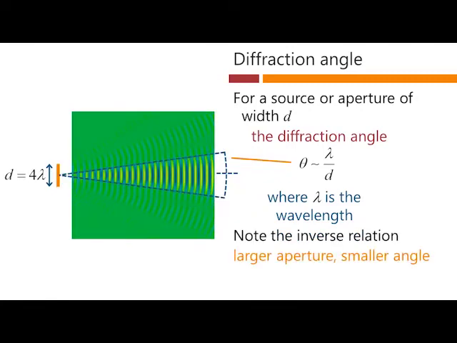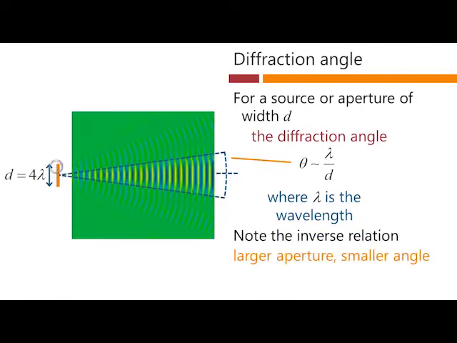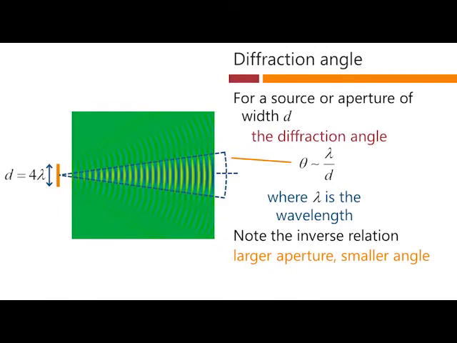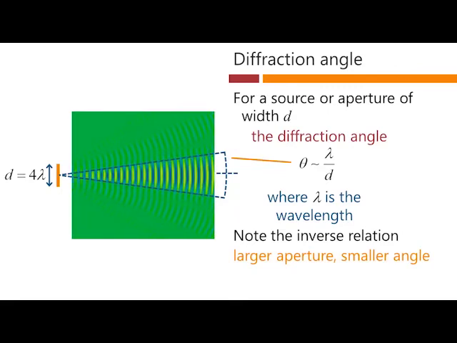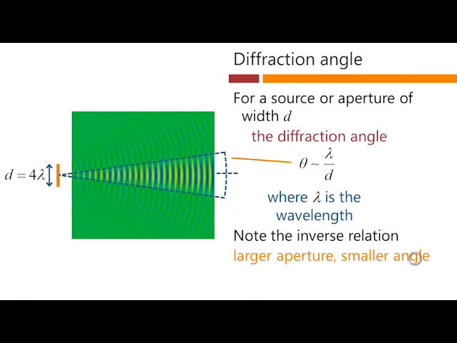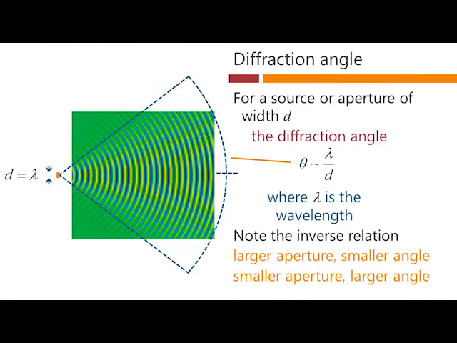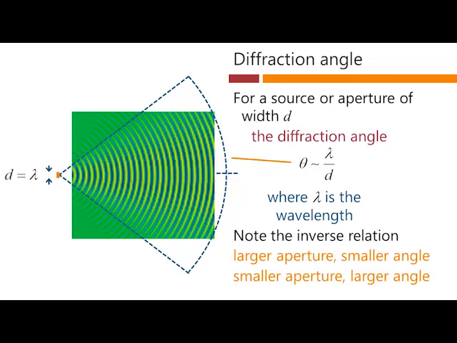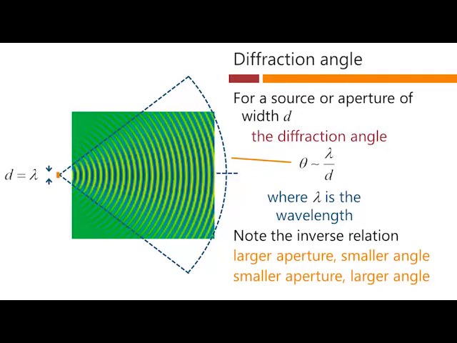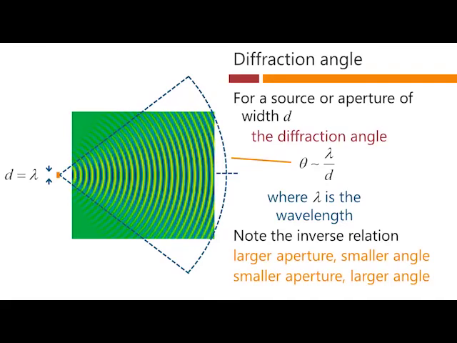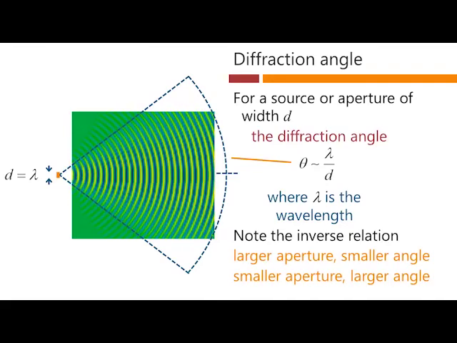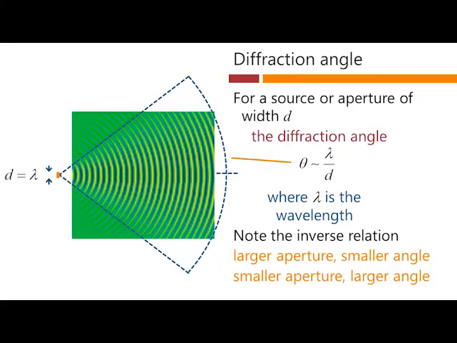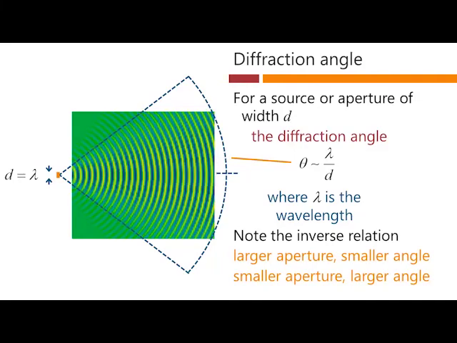Lambda is our wavelength. And note that if we make a larger aperture here, now we've gone up to 4 lambda, the diffraction angle has become smaller. So a larger aperture gives a smaller diffraction angle. And similarly, a smaller aperture, now we've reduced the size of the aperture or source to just 1 wavelength, gives a larger angle. This is a very general phenomenon with waves, and you see it all over the place. You're quite used to it in the behavior of loudspeakers, where the high-frequency loudspeakers are quite directional, but the low-frequency loudspeakers are really not very directional.